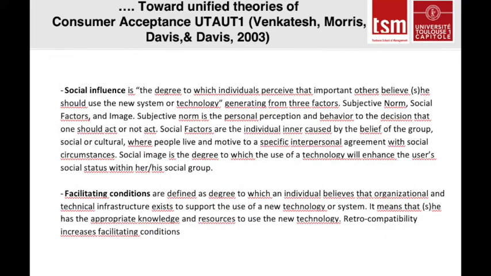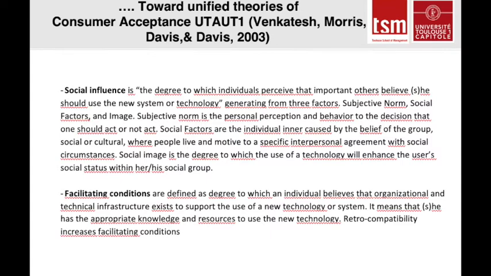Social influence is the degree to which individuals perceive it important that others believe they should use a new technology due to social norms, image, and pressure. Social image is the degree to which the use of technologies will enhance the user's social status within his or her social group. And finally, facilitating conditions are defined as the degree to which an individual believes that he has the appropriate knowledge and resources to use the new technology.